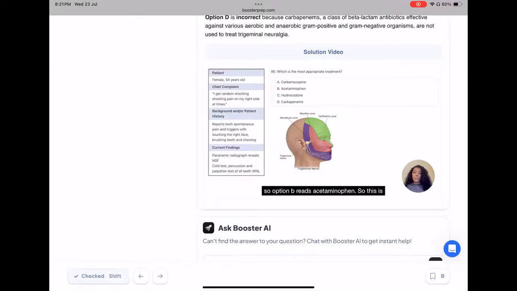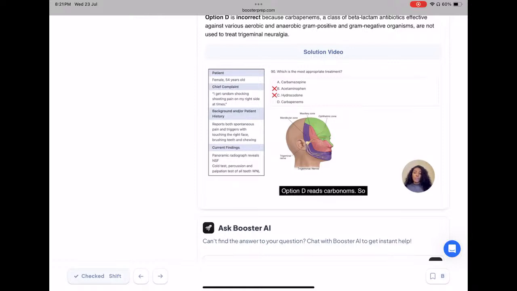So option B reads acetaminophen. This is an over-the-counter analgesic and we use it for mild to moderate dental pain or when the patient is contraindicated for non-steroidal anti-inflammatory drugs, but it will not help with trigeminal neuralgia, so this is incorrect. Option C reads hydrocodone. Hydrocodone is an opioid that we use to treat pain, but it doesn't help with trigeminal neuralgia, so this is incorrect.